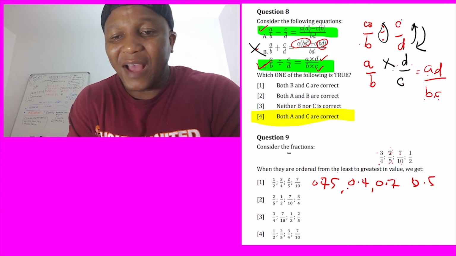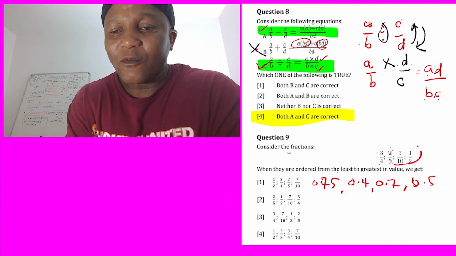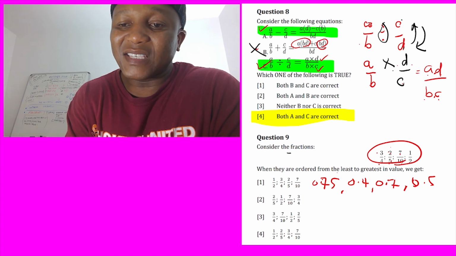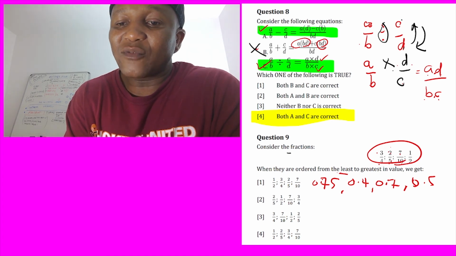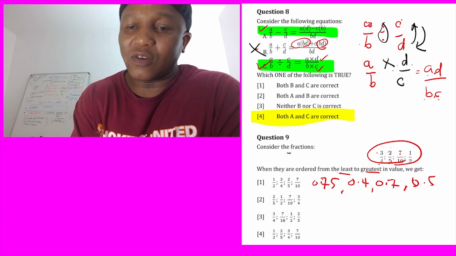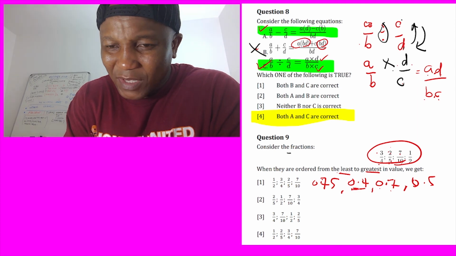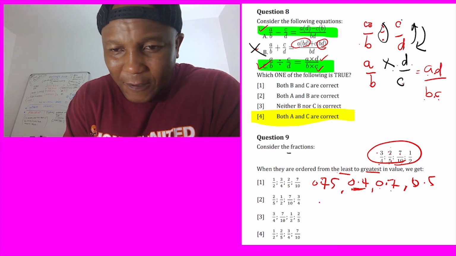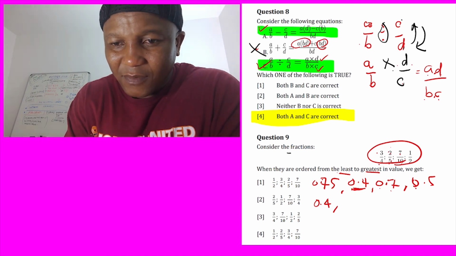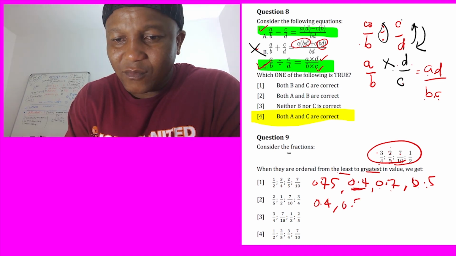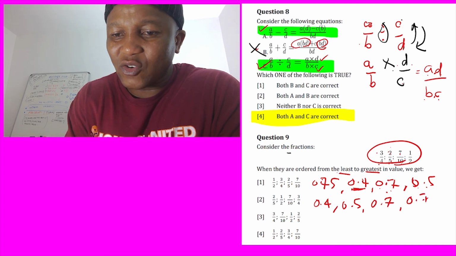They say we have to arrange from what? So this is the original one, right? But I just changed everything to this. They say we have to arrange from what? From least to greatest, means smallest to greatest. Look, which is the smallest here? 0.4, 0.7, 0.5. The smallest one is going to be this, because 0.4. So we're going to start with 0.4. And then the next is going to be 0.5. And the next is going to be 0.7. And then the next is going to be 0.75.